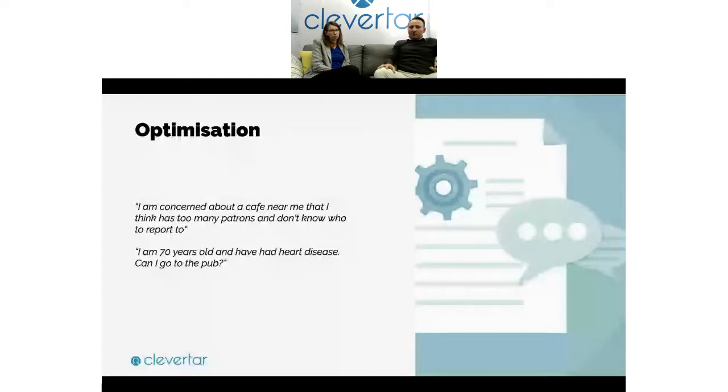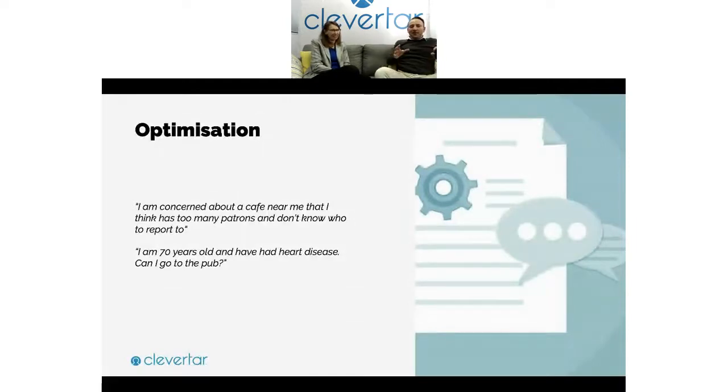So here's an example of some of the types of things that people have entered into the chat with Zolly along the way. I'm concerned about a cafe near me that I think has too many patrons who don't know what to report to, and I'm 70 years old and have heart disease. Can I go to the pub? Very relevant question for a lot of people out there in terms of going to the pub, that is.